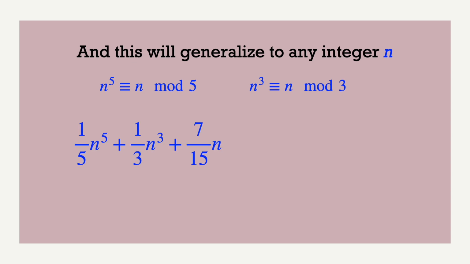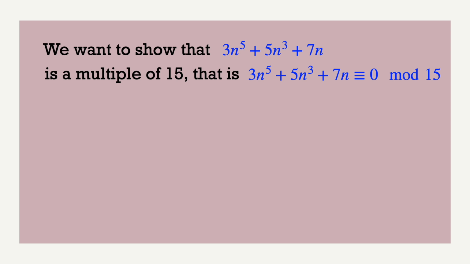Now let's look at our original expression. Writing it all over one common denominator, we get 3n to the 5th plus 5n cubed plus 7n. Let's see if we can show that the numerator is always a multiple of 15. So we want to show that 3n to the 5th plus 5n cubed plus 7n is always a multiple of 15. Meaning it's congruent to 0 mod 15.